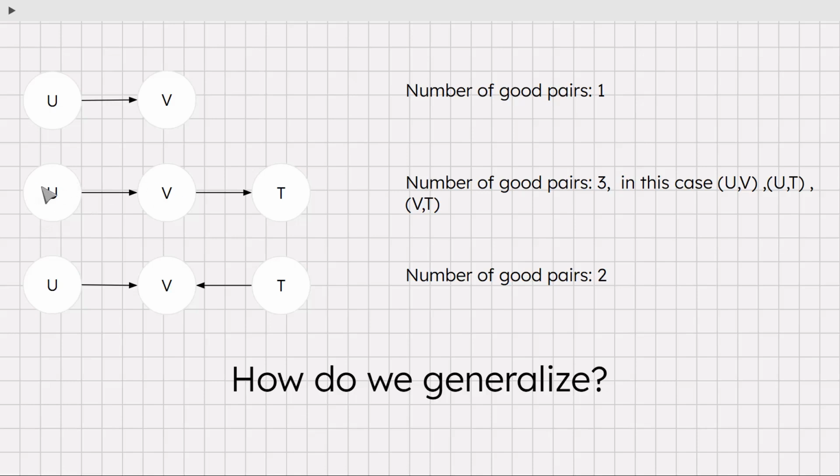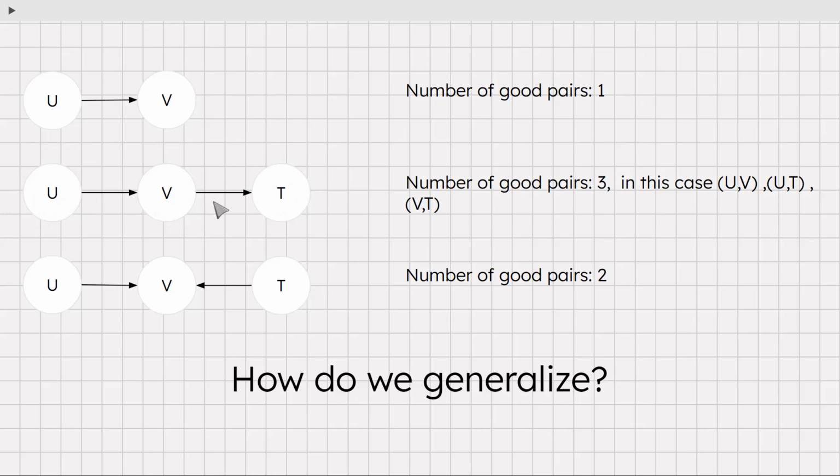One is that we have a straight path going from U to V to T. In this case, we have one extra good pair besides the 2 edges. We have U to V, this is one pair, V to T, the second pair, and the third pair, which is U to T, taking V as a median node, and we have a path from U to T. Hence, in this case, we have 3 good pairs.